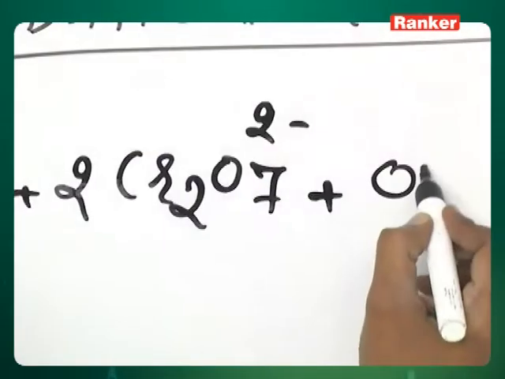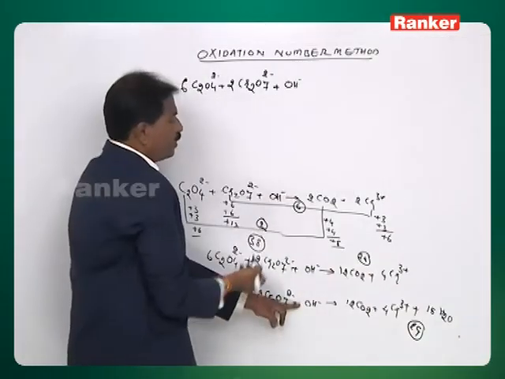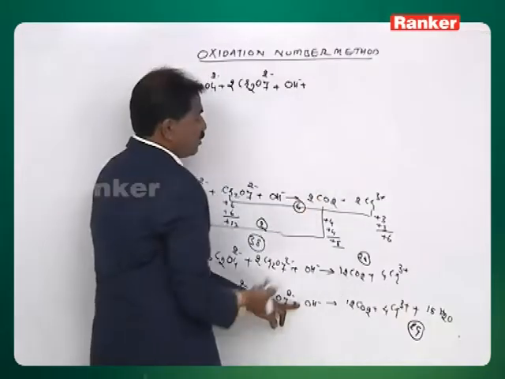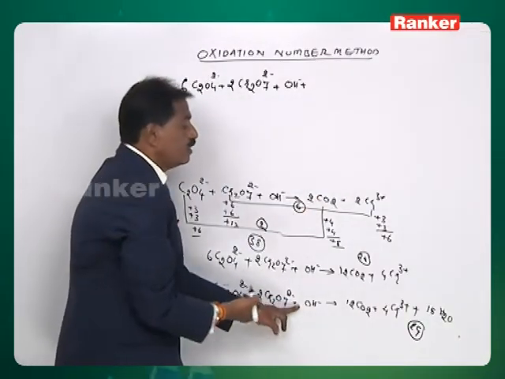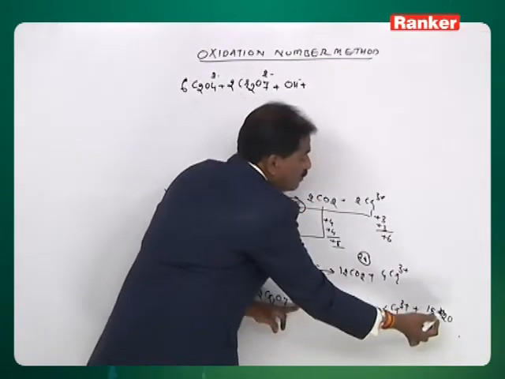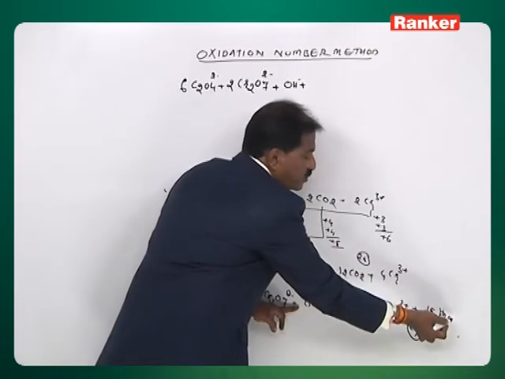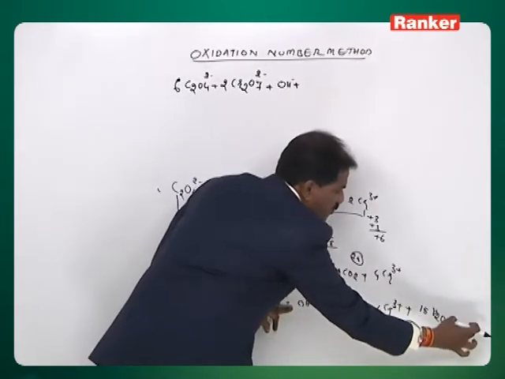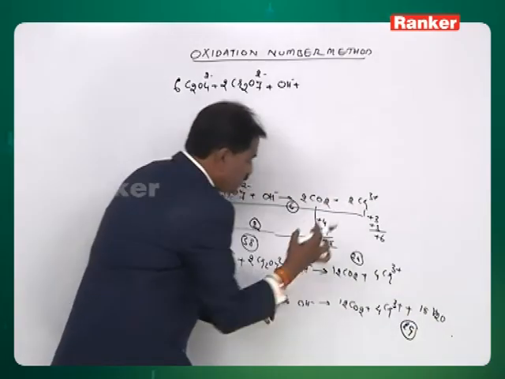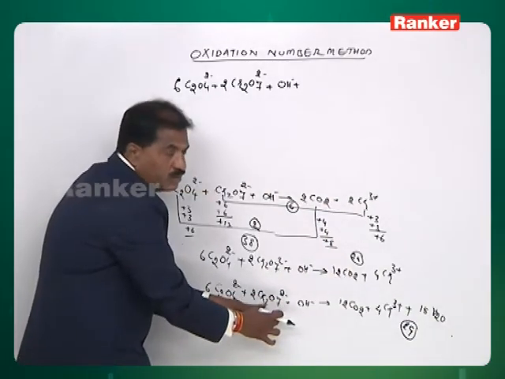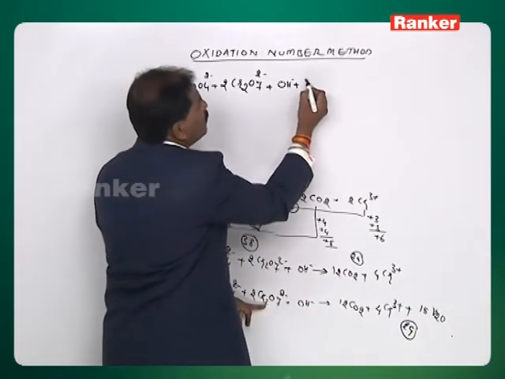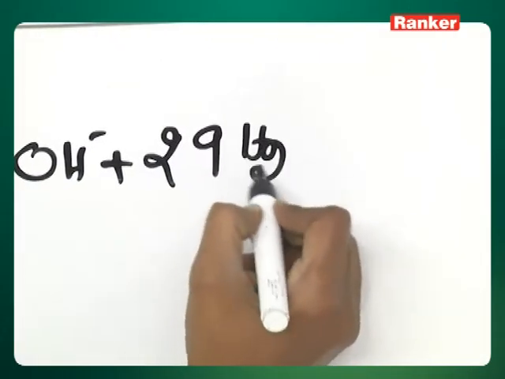So this is the original OH group. Now we have to add the water molecules. How many water molecules do we have to add? Here 29 hydrogens are extra. Therefore this side we have to add 29 OH groups. If you add 29 OH groups this side, to its opposite side, the same number of water molecules have to be added. That means 29 water molecules have to be added.